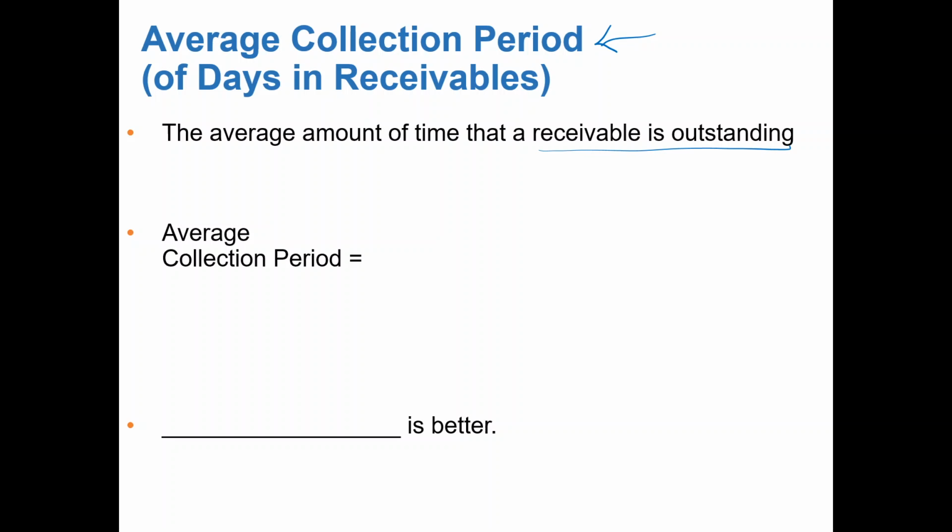So the average collection period is the average amount of time in days that the receivable is outstanding. So basically how long from when you do the work and you give the invoice to the customer until you collect that AR. So how many days is it sitting there waiting to be collected? This is calculated as 365 days, and we divide it by accounts receivable turnover. So the ratio that we calculated on the previous slide.